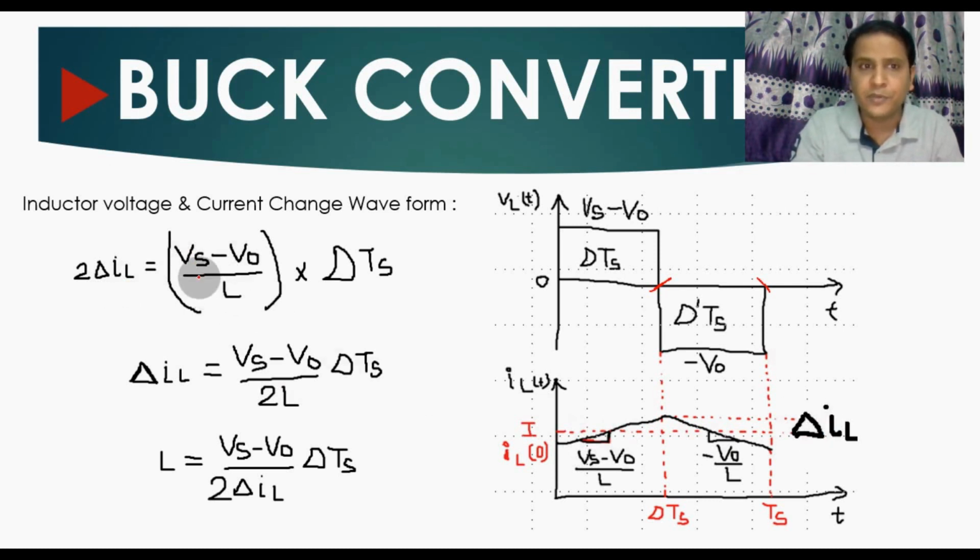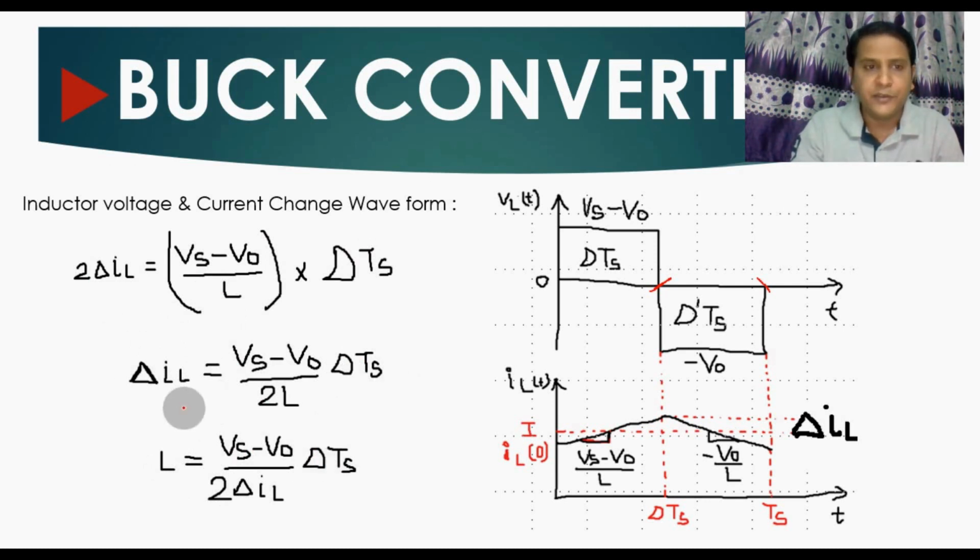So what is the slope? The slope is Vs minus Vo divided by L, and the time interval is D times Ts, where D is the duty cycle. So if you want to find delta IL, it is Vs minus Vo divided by 2L times DTs. And by using this formula, you can find your inductance value, which equals Vs minus Vo divided by 2 delta IL, times DTs.